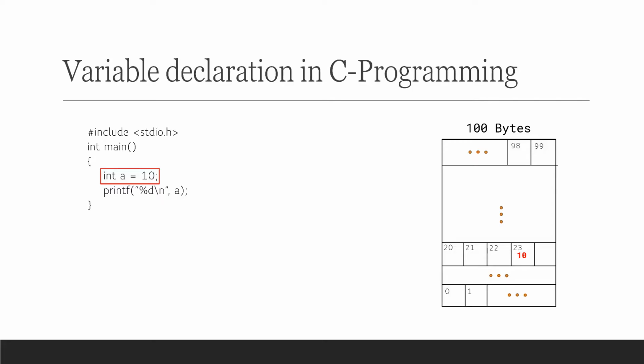As the value 10 requires just 1 byte to be stored, it is stored in the least significant byte of the allocated memory. In our case, it is byte 23. Which among the 4 bytes is the least significant one is defined by the endianness of the machine. We will see about it in detail in another video.